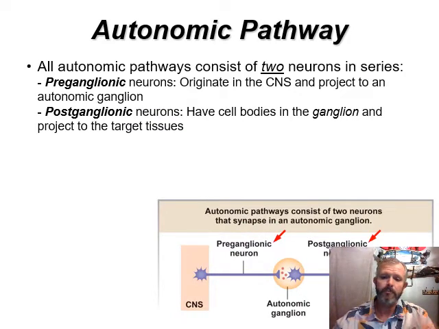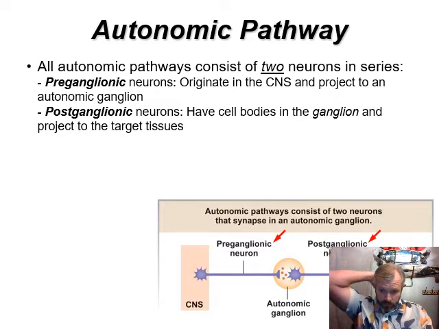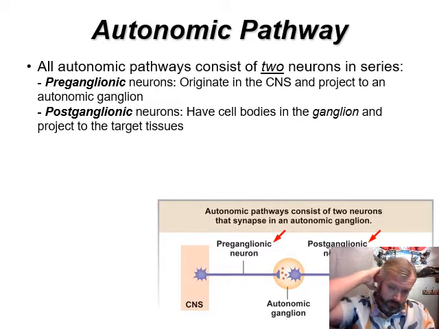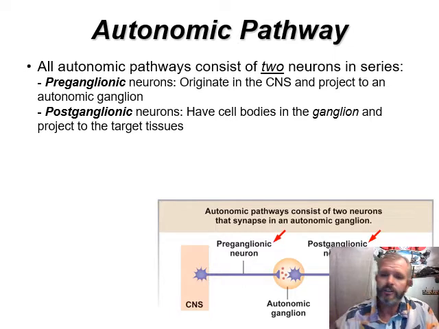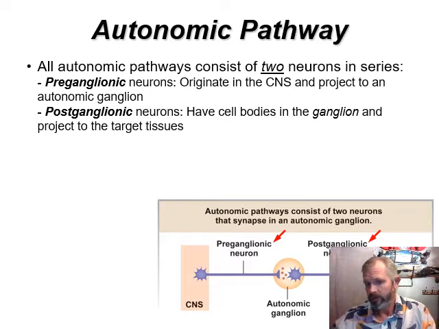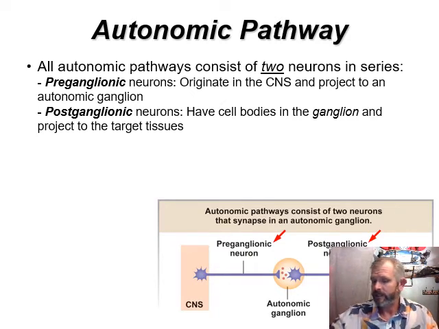So let's look at the basic pathway for the autonomic nervous system. The autonomic nervous system is going to originate through the spinal cord or the lower parts of the brain. And from there, it is going to take two neurons, because what are we doing? We're controlling these organs. We're efferent. We're going efferent pathways from the central nervous system out to whatever target tissue we're trying to get a response at. It's a two neuron pathway in series that's going to get us out to that target tissue from the central nervous system.